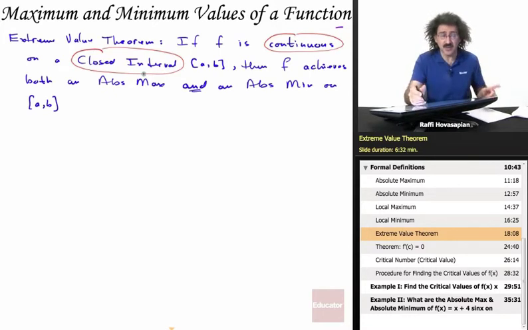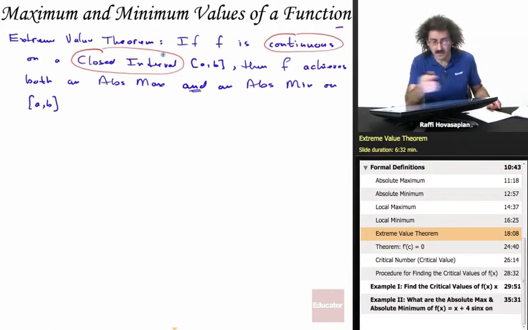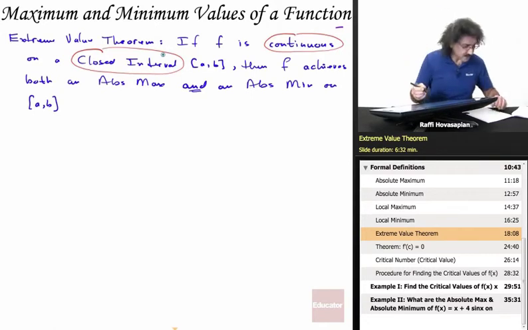So if it's continuous, if it's a closed interval, then both absolute max and absolute min are achieved. If one or both of the hypotheses are not satisfied, you cannot conclude that it has a max or a min. It may or it may not, but you can't conclude it. So if a function is not continuous on its domain, or if the interval is not closed, all bets are off. So let's go ahead and take a look at a couple of examples of that.